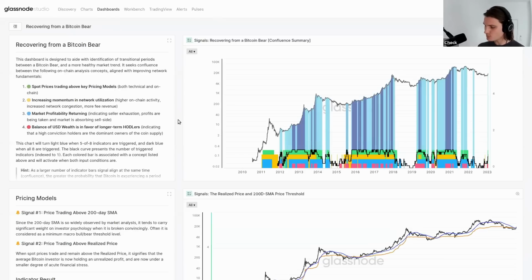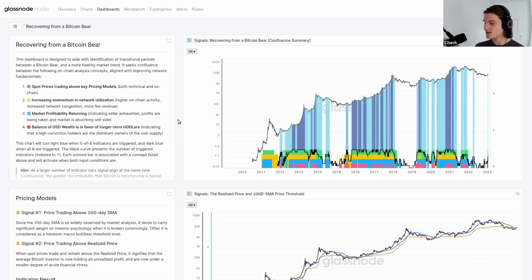We've talked about it, and the most important thing I want you to take away from this is the categories. Pricing models in green, on-chain activity in yellow, profit and loss in blue, and supply: do we have a saturation, and is supply trending in the right direction, in purple?